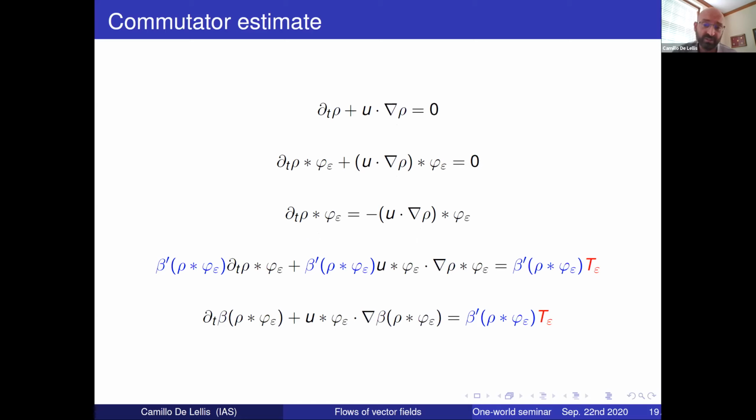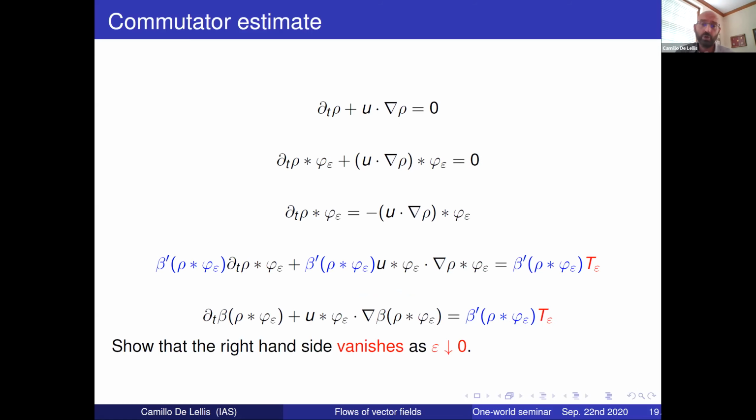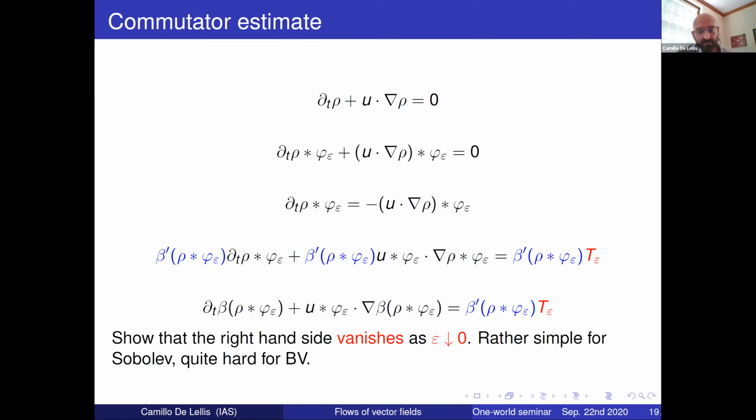If you're able to prove that this commutator on the right is going to 0 as epsilon goes to 0, you prove in the limit that this equation holds for the composition of rho with your test function beta. Now, proving that the commutator on the right converges to 0 is rather simple and elegant, and that is done by DiPerna-Lions in their seminal paper. It turns out to be quite hard for functions of bounded variation, and this was why it took so long to get Ambrosio's theory. It took almost 15 years.